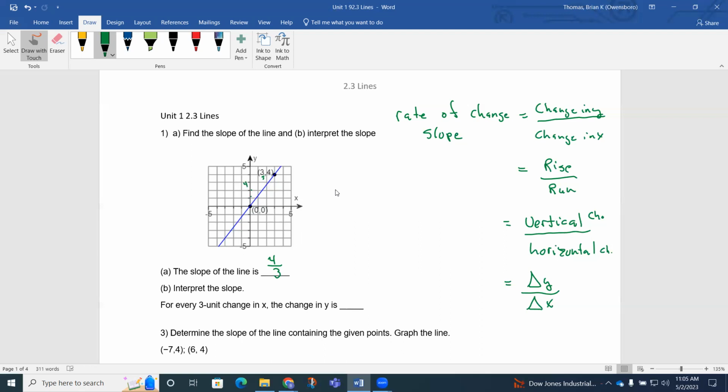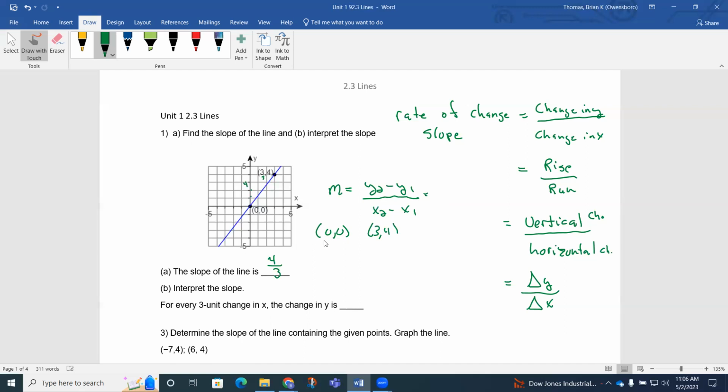Now, there's also a slope formula that says to find the slope, which sometimes uses the letter m. Now, change represents a subtraction problem. So y2 take away y1 over x2 take away x1. That's how we can actually find the slope if we know 2 points. And they did give us 2 points. They gave us 0, 0, and they gave us this 3, 4.